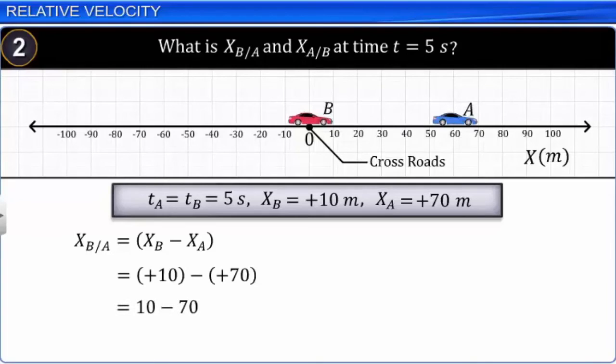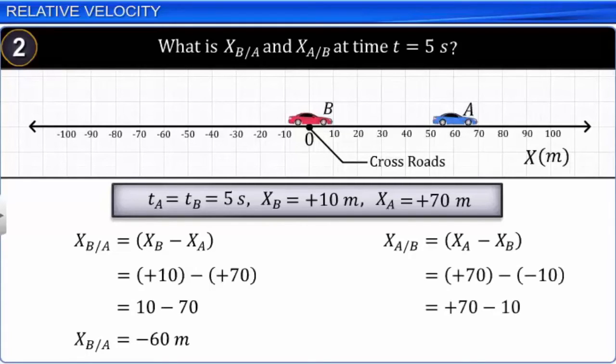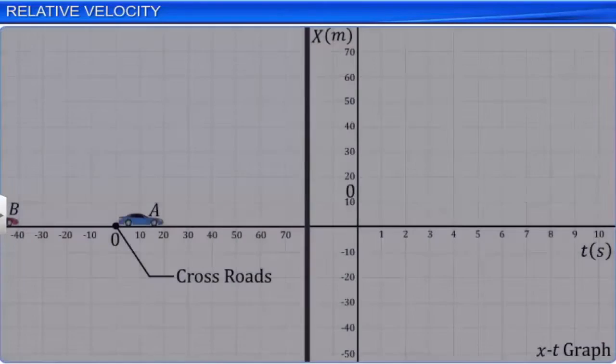And calculating for XA by B, which is equal to XA minus XB. On substituting values and simplifying, we get XA by B equal to plus 60 meters. We observed that XB by A and XA by B are the same in magnitude. This implies that the distance between the two cars remains constant, irrespective of time elapsed from the first observation.